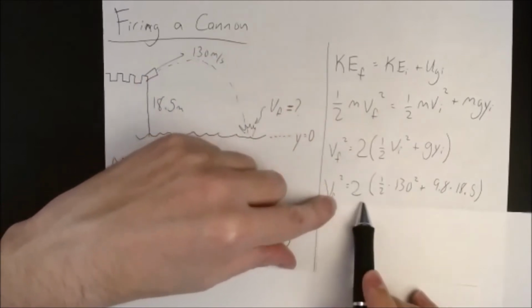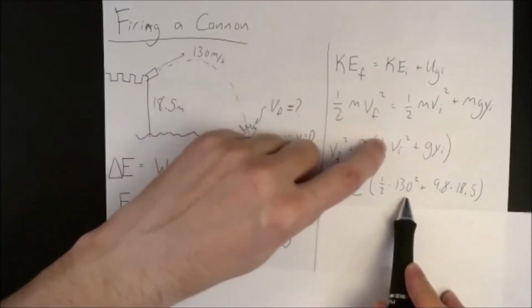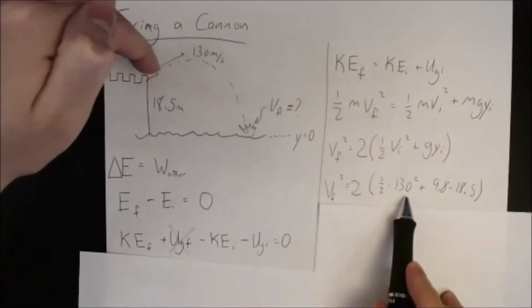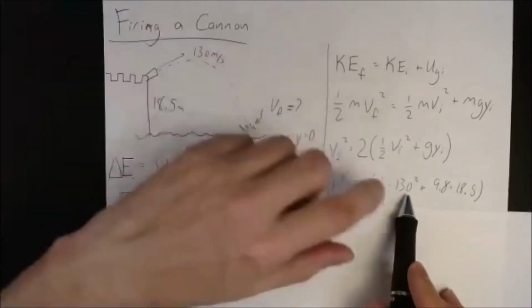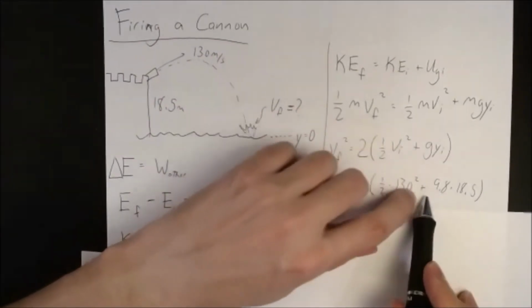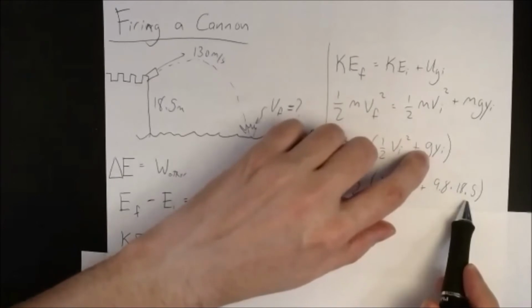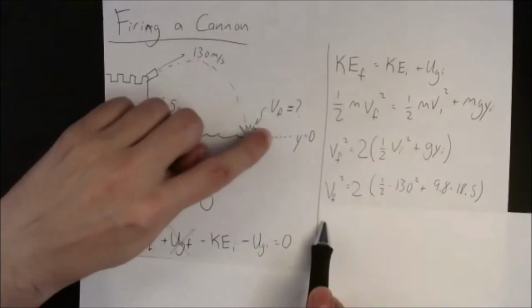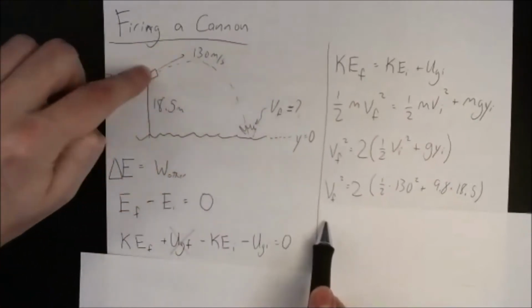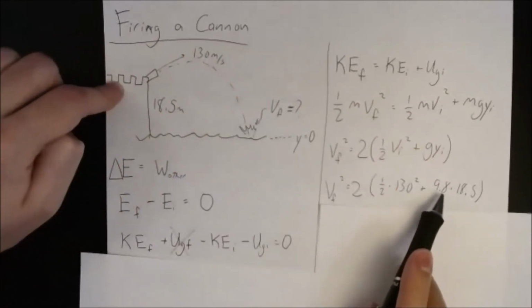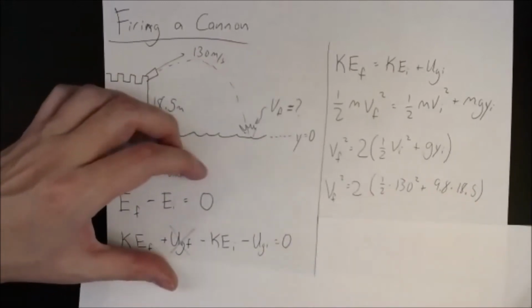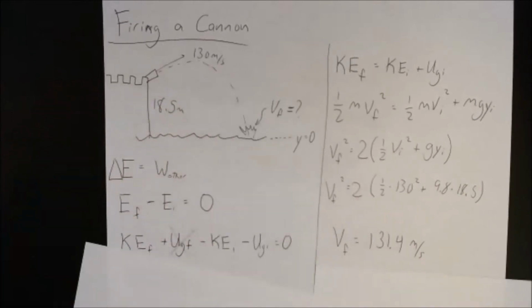V final squared is equal to 2 times 1/2 times 130, the initial velocity. Notice that there's no x and y here. Energy does not care about x and y. It's just 130 squared plus 9.8 times 18.5. That's my y initial. If my y final is 0 down here, then my y initial was 18.5 up here. My 9.8 is positive because we always list g as being positive. We solve for v final, and we get 131.4 meters per second.